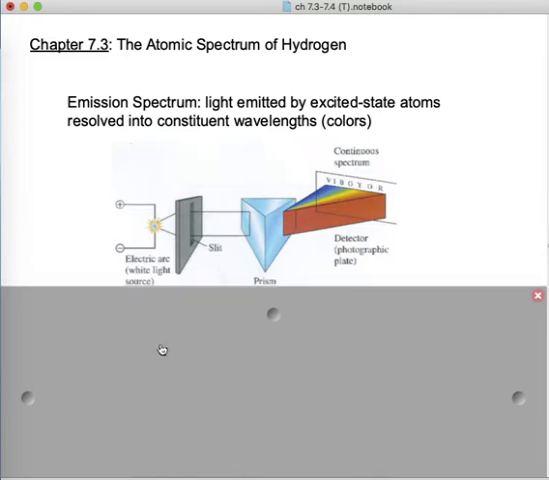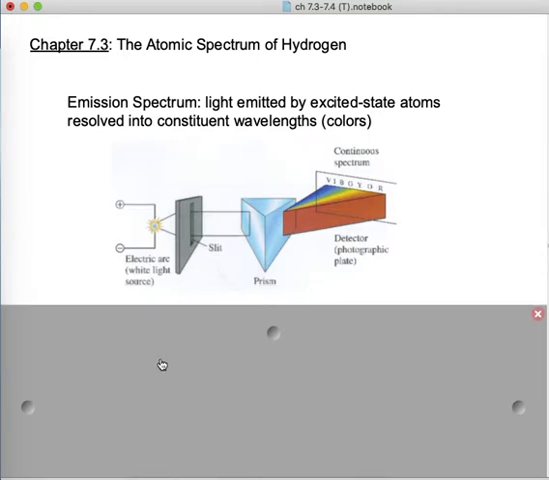And you'll recall that if I take white light, pass it through a slit and through a prism, we see that white light is actually made up of all of the colors of the rainbow. That is called a continuous spectrum. It contains Roy G. Biv.